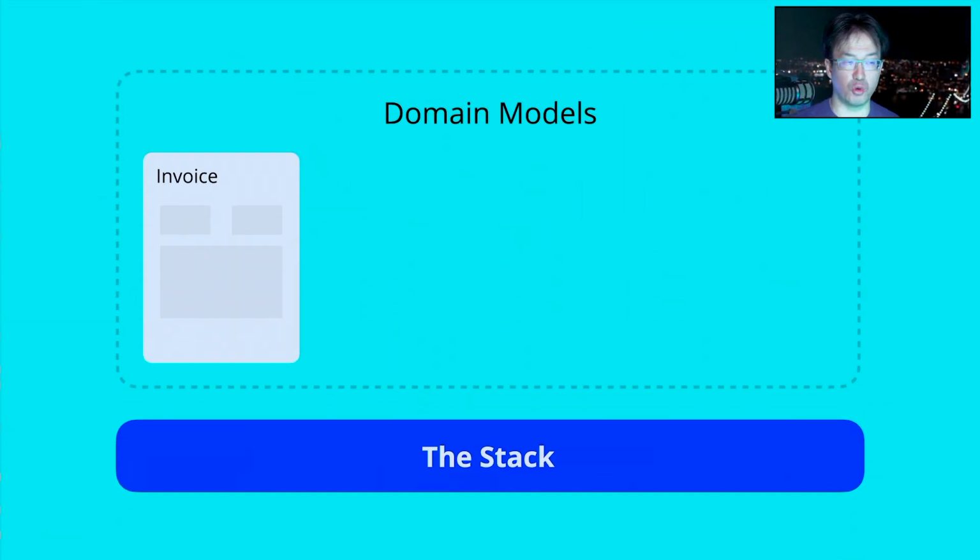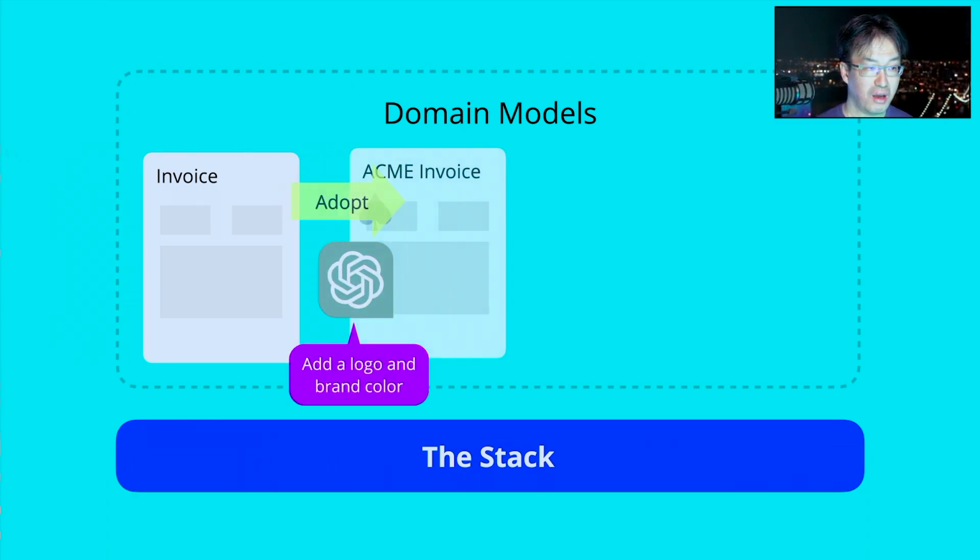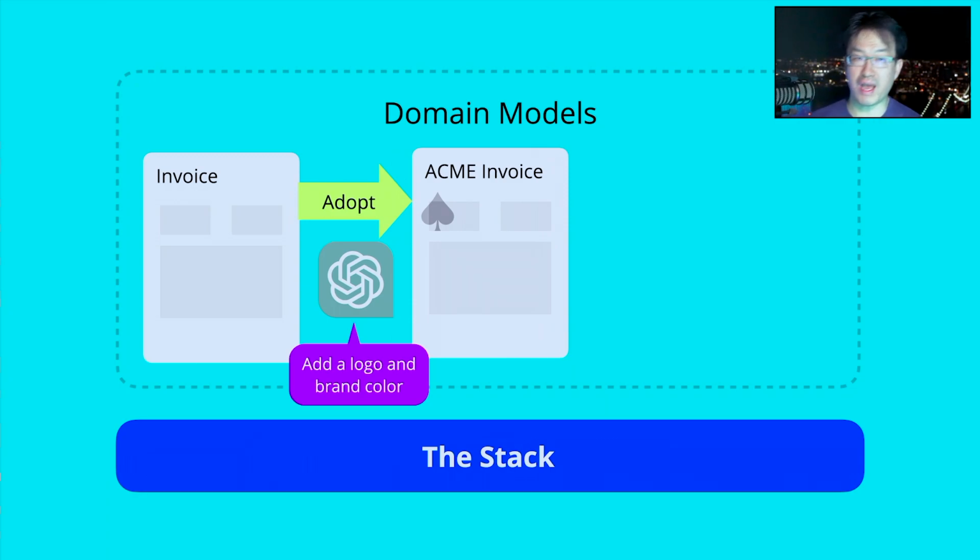If you have an invoice, you pull that from the catalog that's running on the stack, and you say, you know what, I want this invoice to look like my company's thing. So I adopt that and I create an Acme invoice. But instead of coding it or having to hire a developer or even using a no-code point and click, you just say add a brand logo and color, maybe describe it, going back and forth a couple of times, and say I want a spade instead of a heart or diamond.